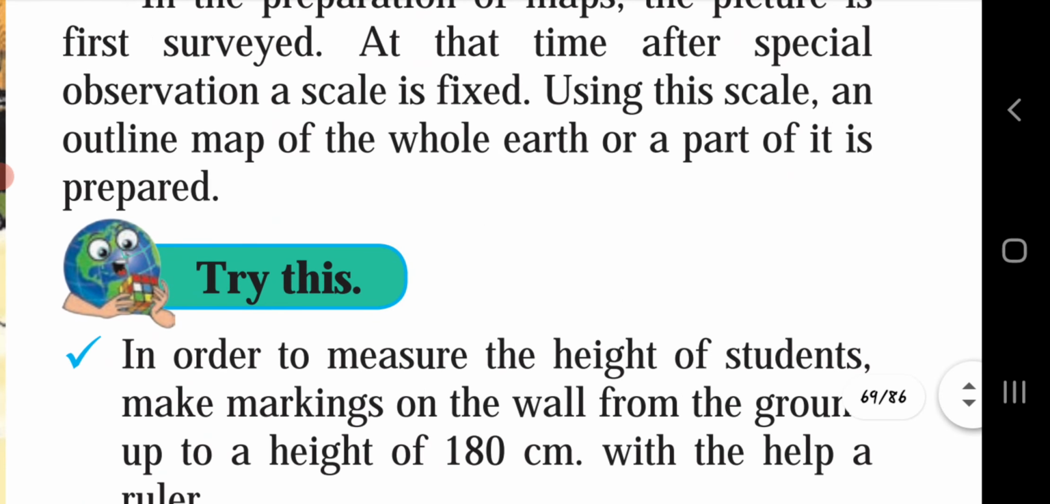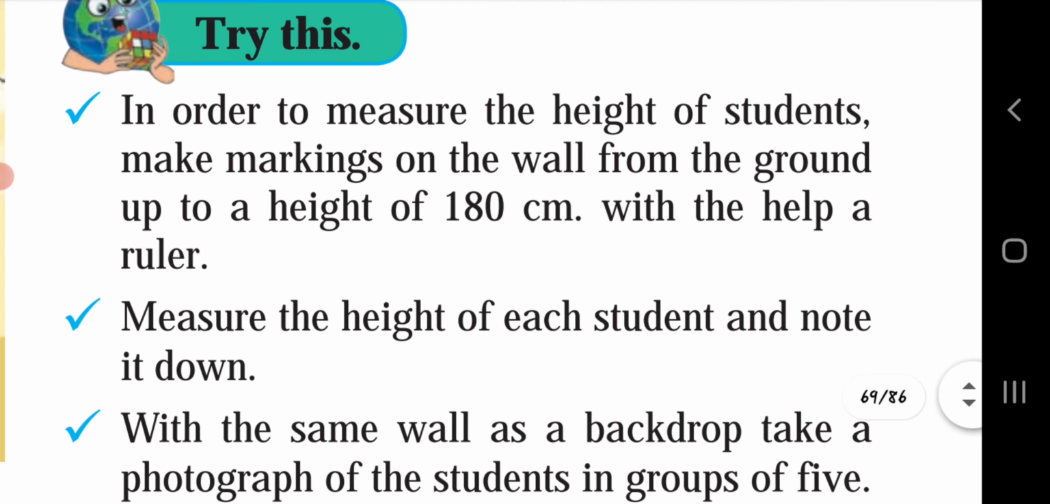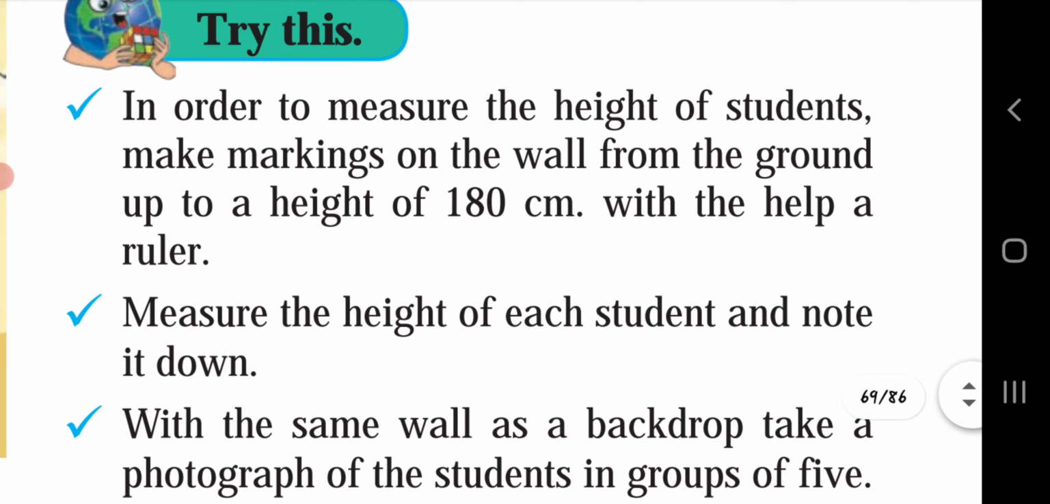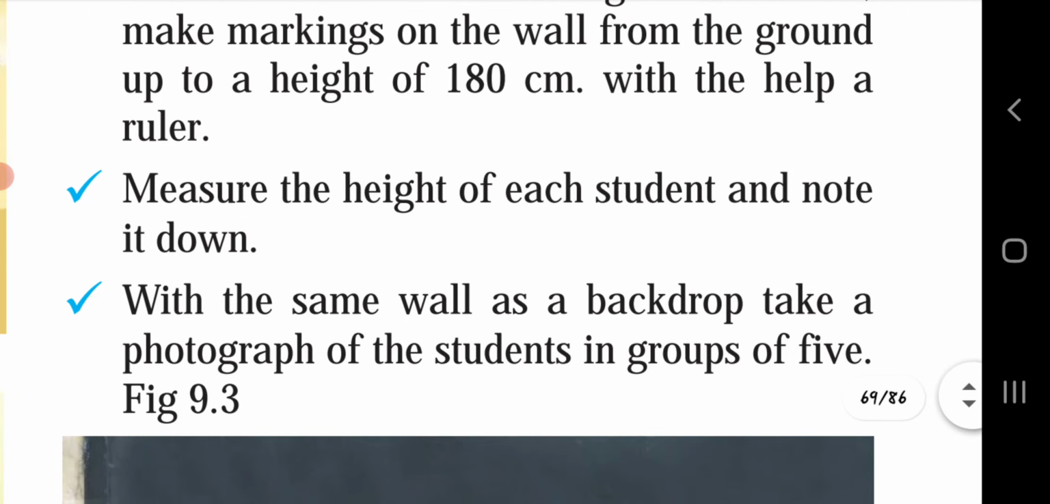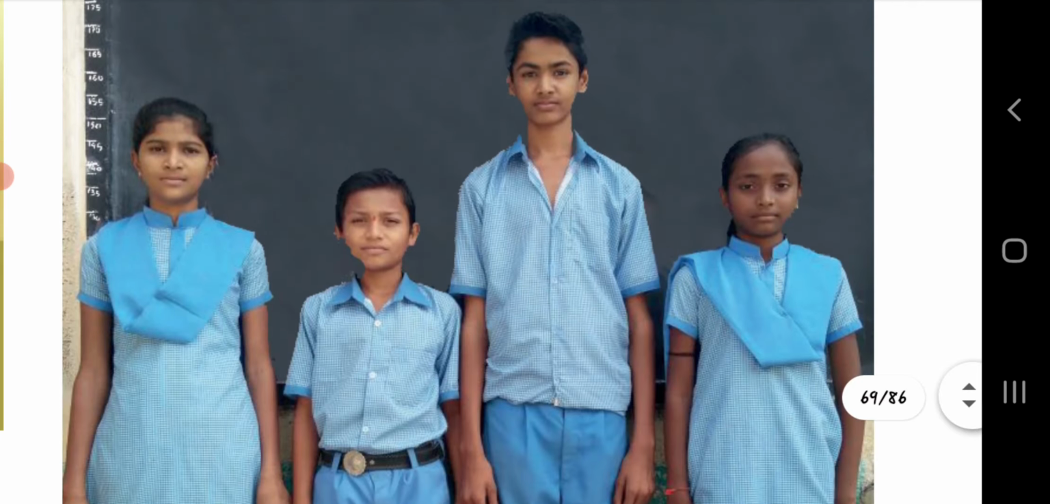So, as we have just discussed all these points, let's try this. In order to measure the height of the students, make markings on the wall from the ground up to the height of 180 cm with the help of a ruler. Measure the height of each student and note it down. With the same wall as a backdrop, take a photograph of the students in a group of 5, figure 9.3.